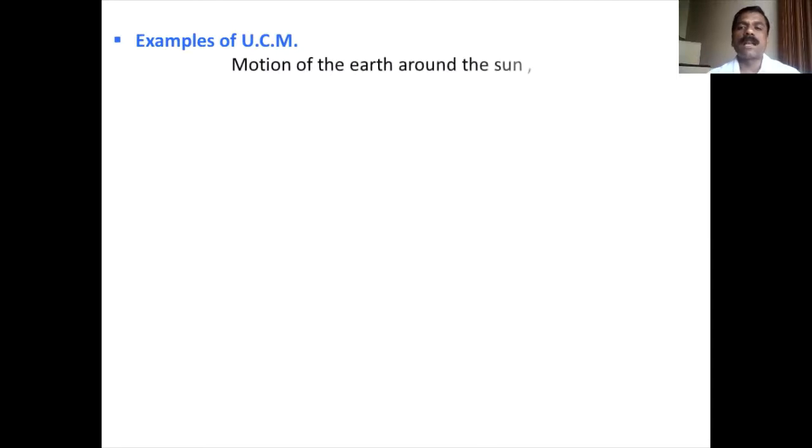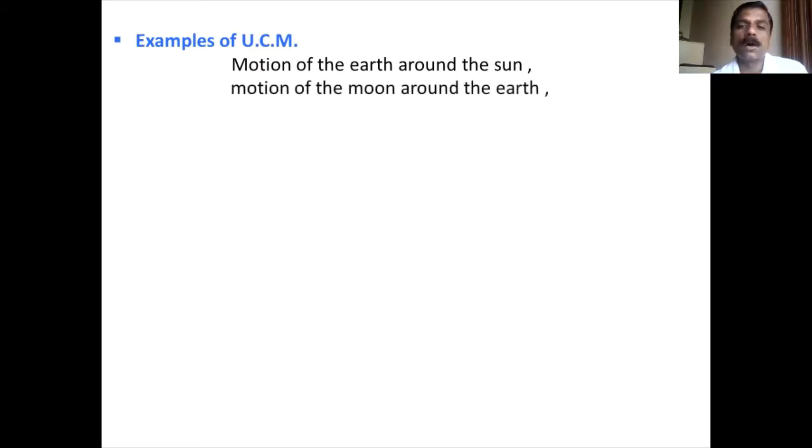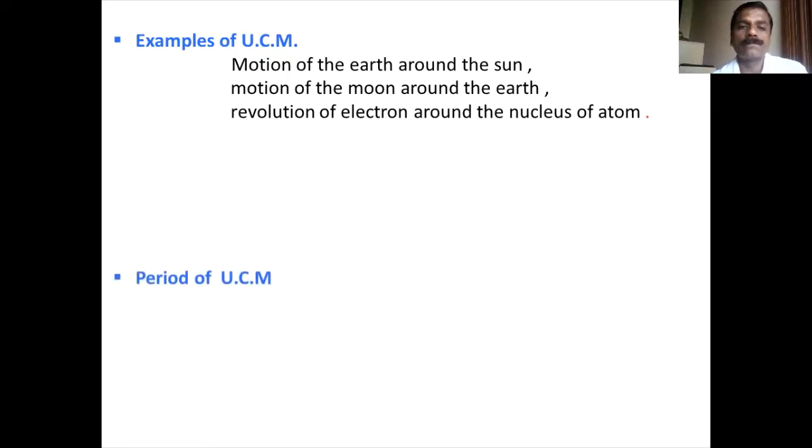Now we want to discuss the examples of the uniform circular motion. Around us you can observe a large number of examples like the planetary system, motion of the earth around the sun, motion of the moon around the earth, motion of an electron around the nucleus. All these are examples of the uniform circular motion.